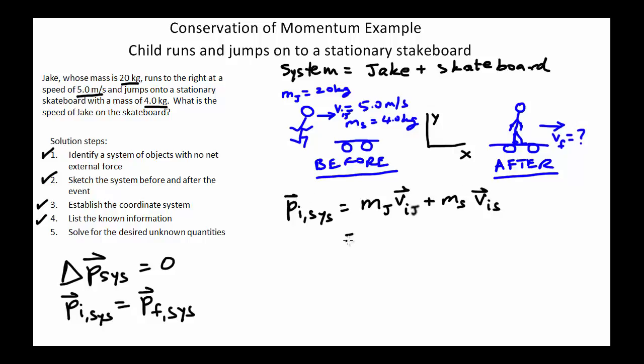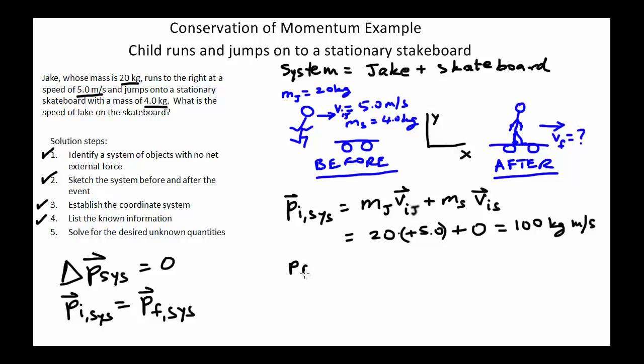Now I can plug in the values. I've got 20 kilograms for the mass of Jake times plus 5.0 meters per second. The plus takes care of the direction part of the velocity. Then the mass of the skateboard is 4 kilograms, but it's not moving initially, so the initial velocity of the skateboard is 0. So this will simply be 0, which will give me 100 kilogram meters per second.